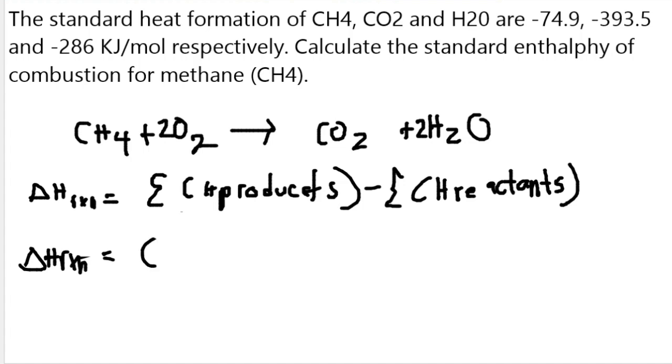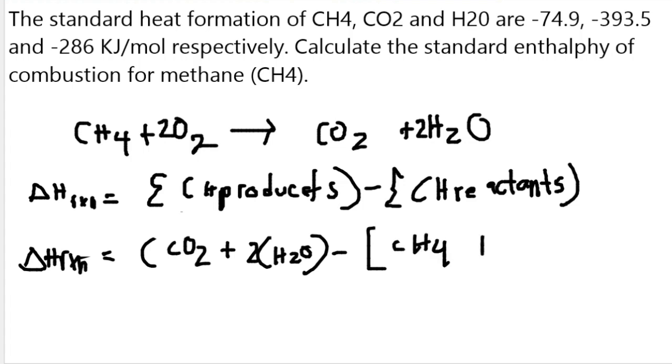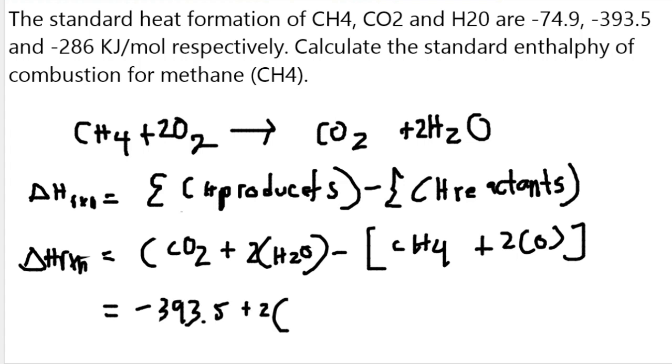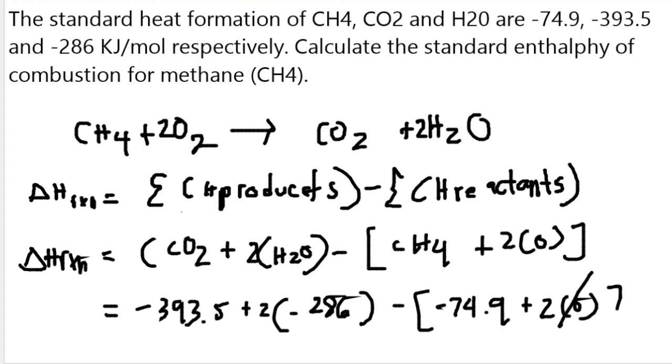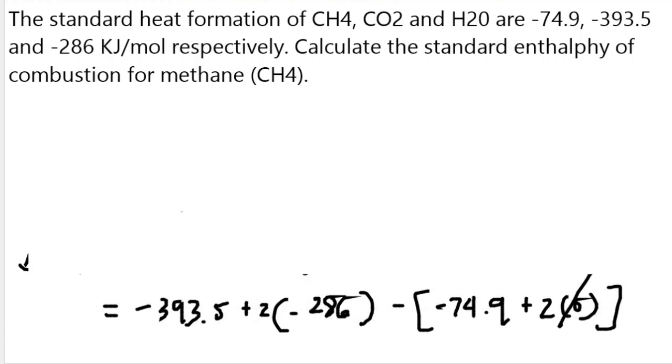So this is going to be 2 water. We have 2 moles of water, right? We're going to start with carbon dioxide plus 2 H2O here. So that is the purpose of balancing the equation. We will know how many moles are really there. So CH4 plus 2 oxygen. We all know the standard heat of formation of carbon dioxide is negative 393.5 kilojoules. And we have 2 multiplied by the water, which is negative 286 kilojoules per mole. And we have the methane, which is negative 74.9, plus we don't have a given for oxygen, so we're just going to consider it as 0.